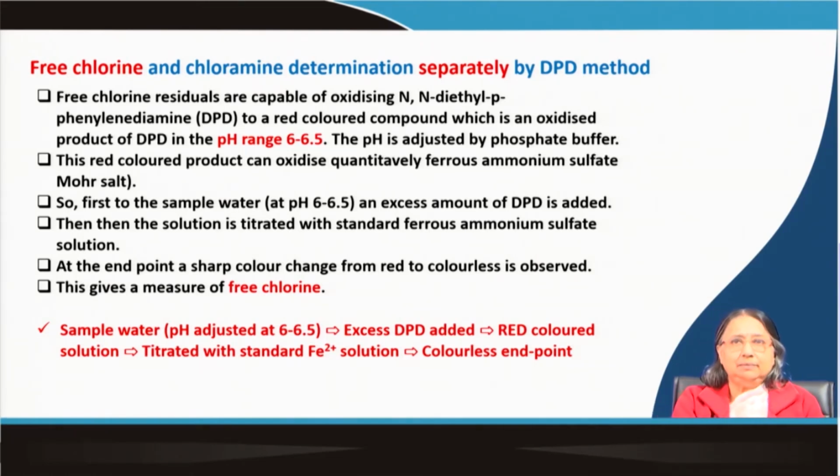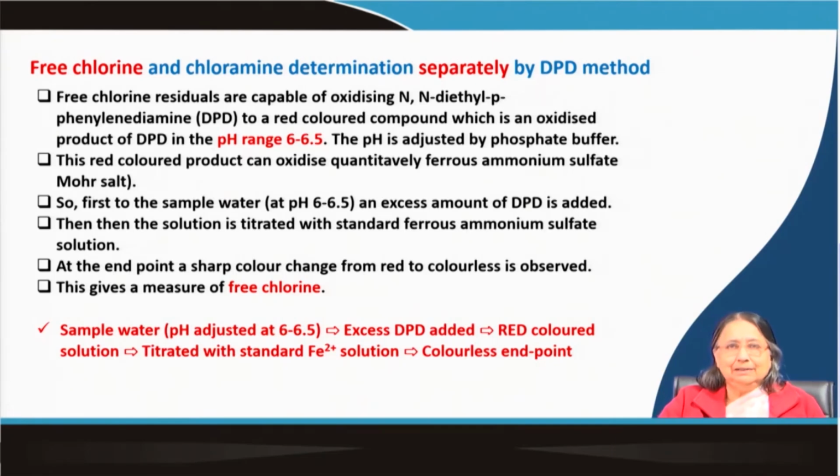Now, sometimes we need free chlorine and chloramine determination separately, which is done by the DPD method. Okay, how can it be done? It is a very interesting method. You have to listen carefully. Free chlorine residuals are capable of oxidizing N,N-diethyl-p-phenylenediamine, abbreviated as DPD, to a red colored compound, which is an oxidized product of DPD. Chlorine, you know, is an oxidizing agent. So, DPD is a reagent which can be oxidized by chlorine to give a red color.